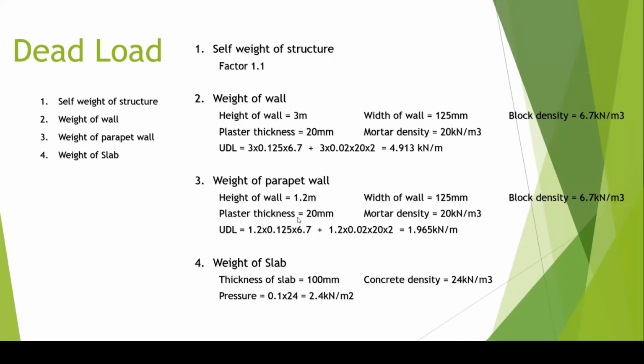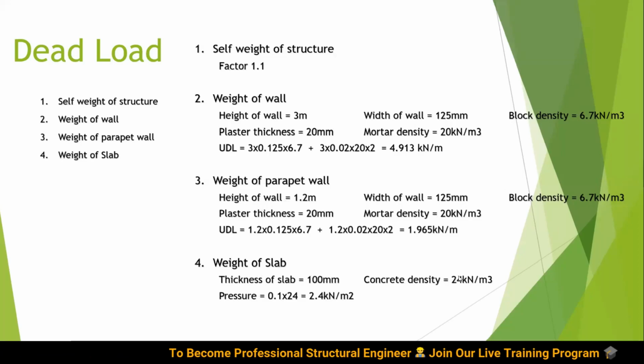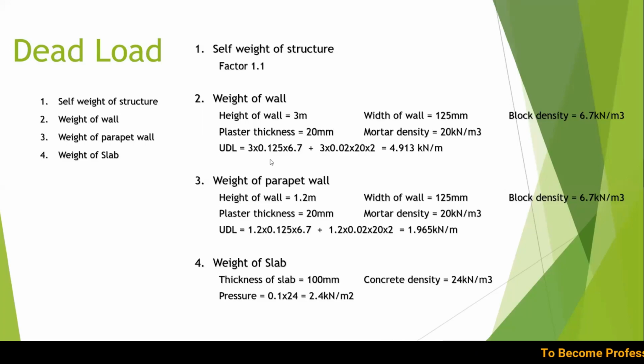Next is the weight of the parapet wall. Of course, we have a height of 1.2 meter, lesser than the total height, and we have calculated this UDL accordingly. The last one is the weight of slab. I have my 100 thickness of slab. Concrete density I have considered 24. Based on that, I have this pressure. The concrete is 25 kilonewton per meter cube, isn't it, sir? Yeah, 24, 25. Of course, it could vary.